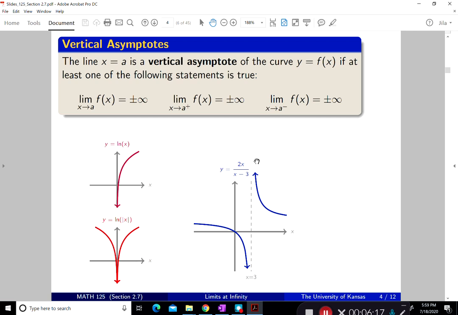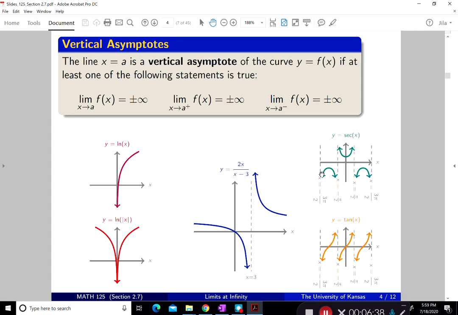And what I say about most simplified form is that if it can be simplified, there would be just a hole, or there might be just a hole and not the vertical asymptote. And so this is another vertical asymptote that we're familiar with. In trig functions, y equal to secant of x has infinitely many vertical asymptotes, and y equal to tangent of x has infinitely many asymptotes.